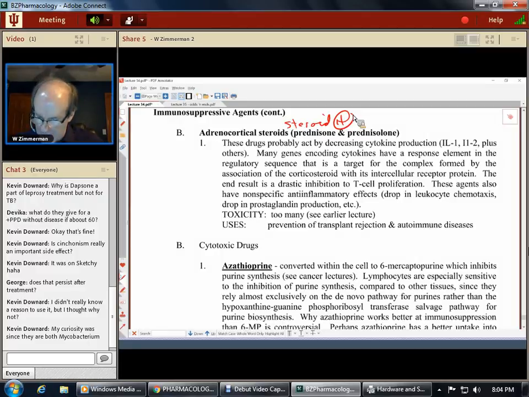And a lot of the cytokines have a response element that is a target of the complex formed by the associated corticosteroid with its receptor.